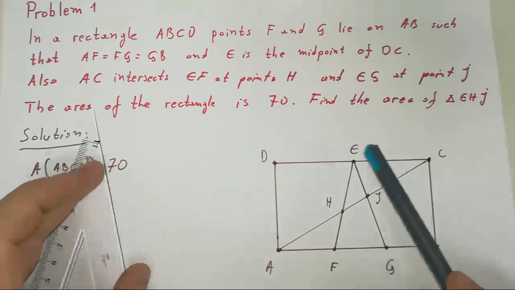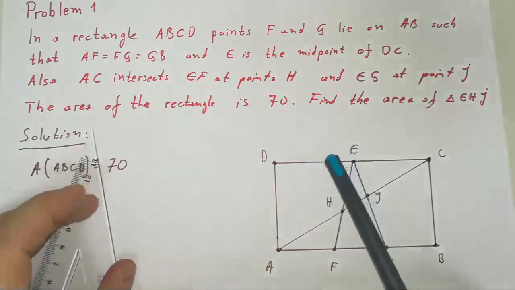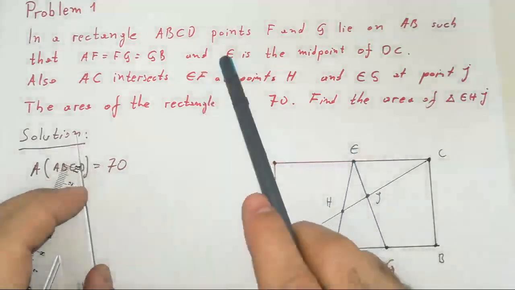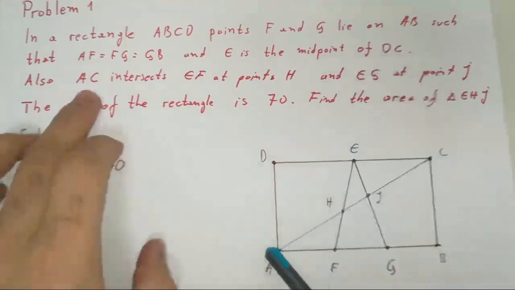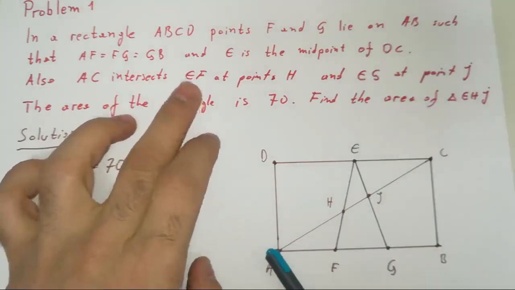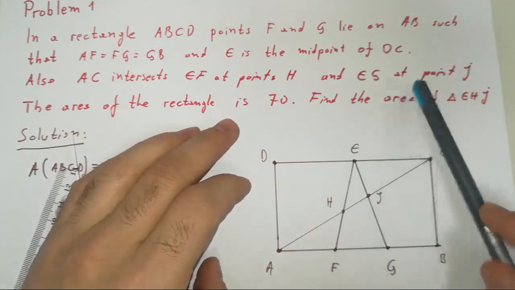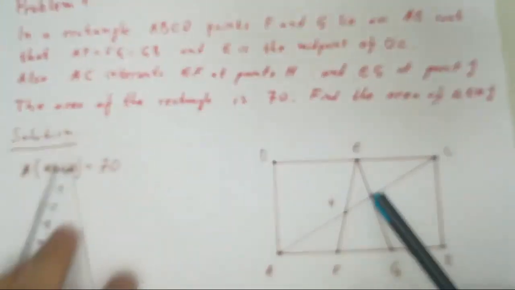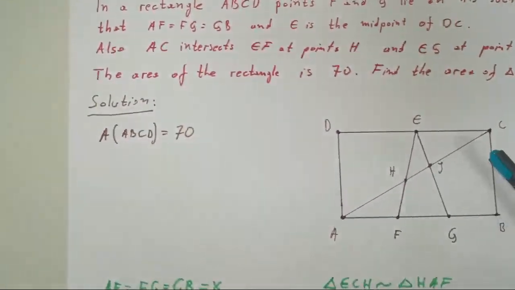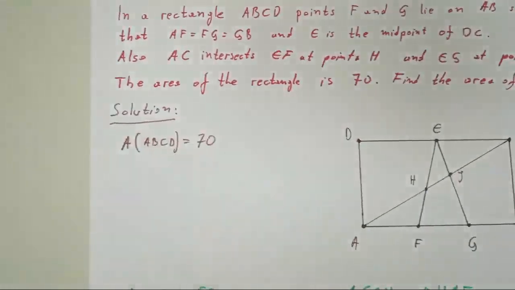And then the point E here should be the midpoint of CD, as the problem asks. E is the midpoint of DC. It says also that AC intersects EF at point H. Here we have H, and then EG at point J. Here we have J. All right, so far so good. It's given the area of this rectangle. Great.